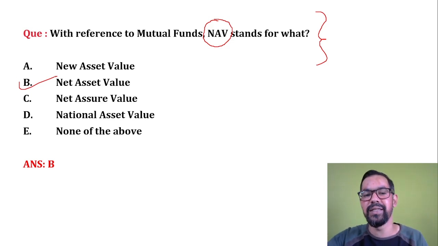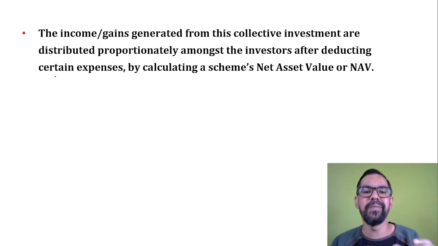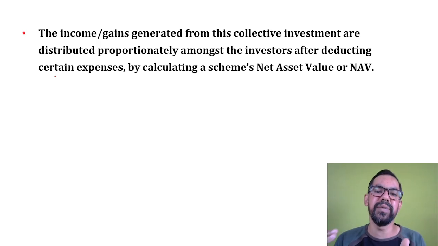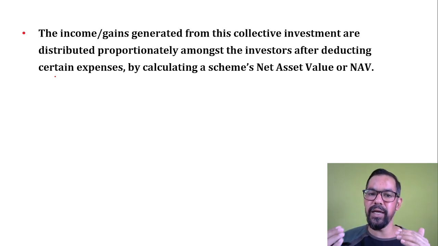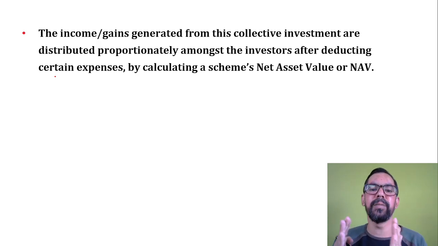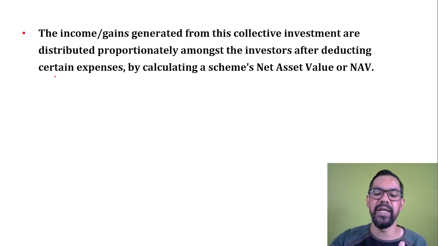On the basis of this formula, we calculate the current NAV of any mutual fund. Like in case of shares, when you invest in shares, we have a current market price. Let's say SBI is trading at 330 rupees. So 330 is the current market price of State Bank of India. Similarly in mutual funds, that current market price is known as NAV, and the formula is total fund minus liabilities divided by number of outstanding units.